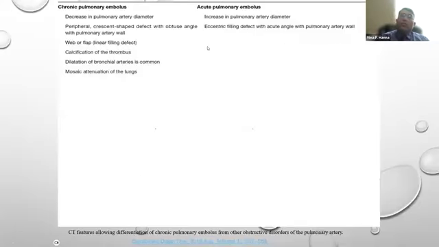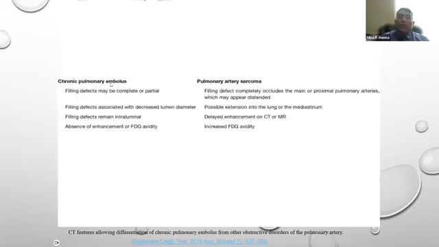Chronic pulmonary embolism also can be a diagnostic dilemma if you have other situations. We mentioned the difference between the chronic and the acute. The other thing, there is chronic pulmonary embolus and pulmonary artery sarcoma, and we talked about this earlier. With sarcoma, there is a filling defect, but there is enhancement.